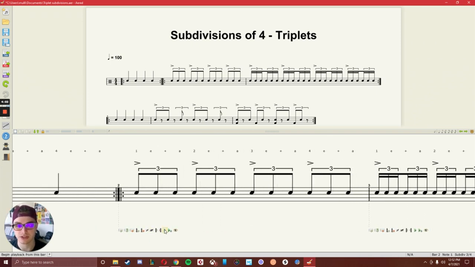So the subdivision here is in threes. So you notice each beat is broken down and subdivided into three separate beats. 1, 2, 3, 4. I have the accents on the 1, 2, 3, 4 so that the pulse is clear. So here we go. This is what the triplet sounds like.